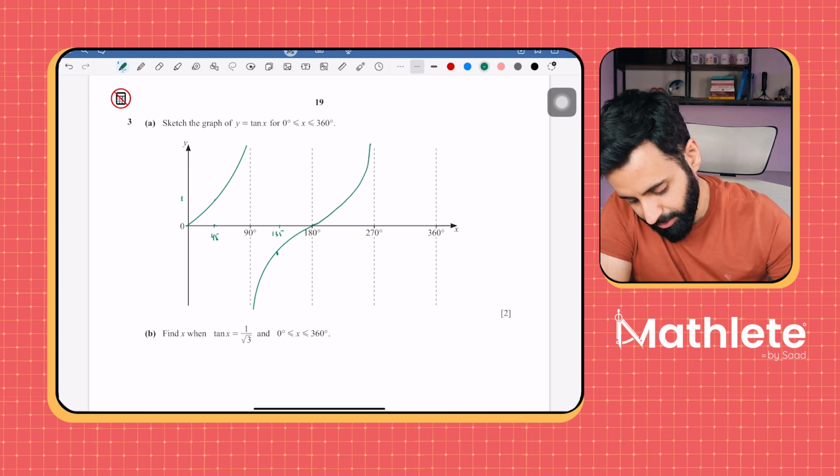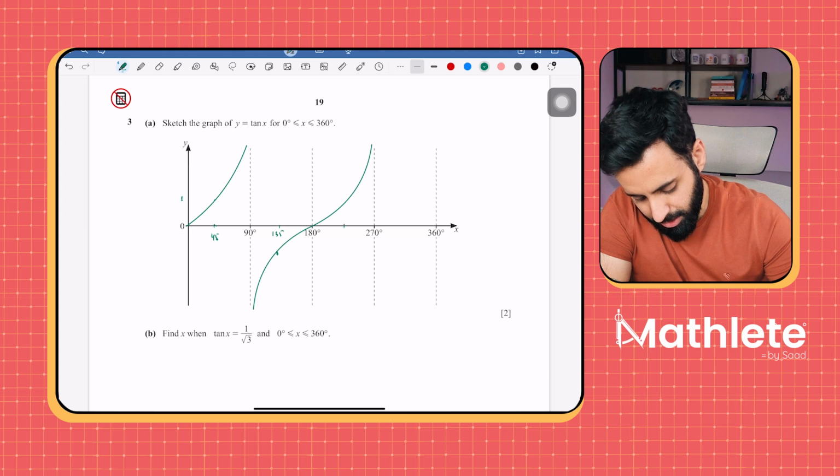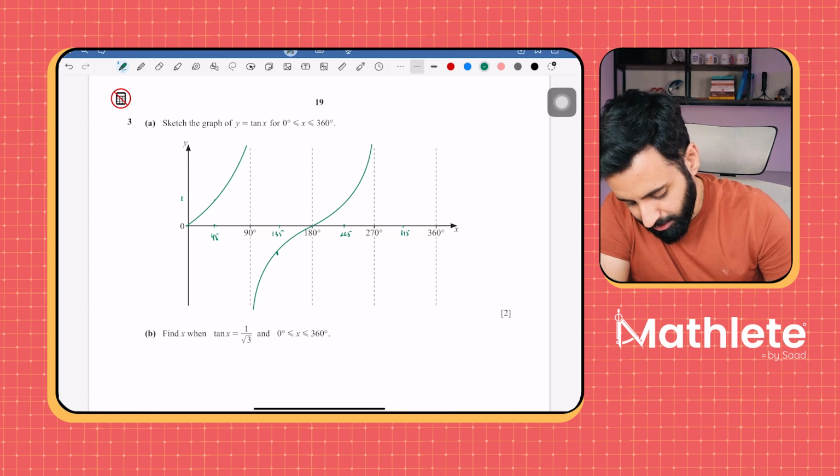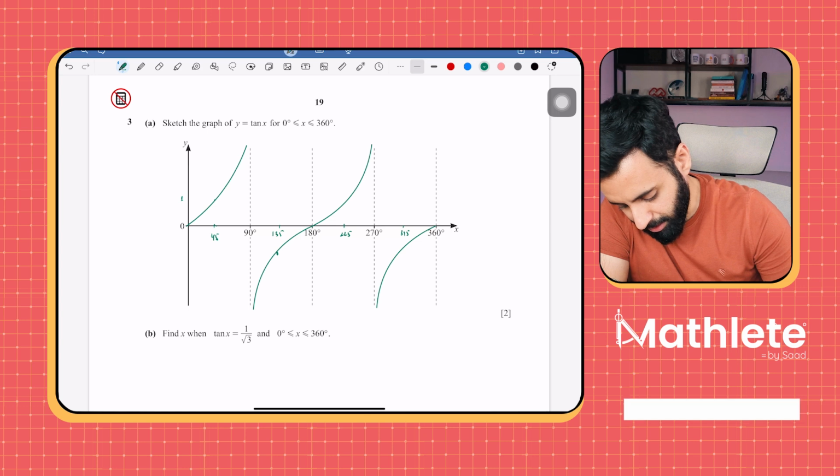And then from this point onwards, the same pattern continues. So it's going to be 1 again at 225. And then at 270, it goes to infinity. And then at 315, it's going to be minus 1. And right after 270, it will start from negative infinity.